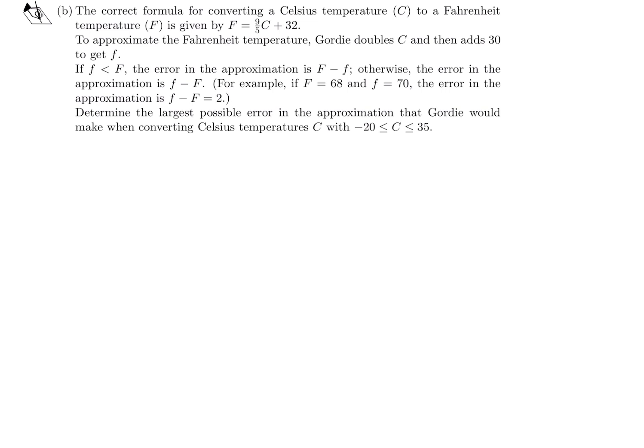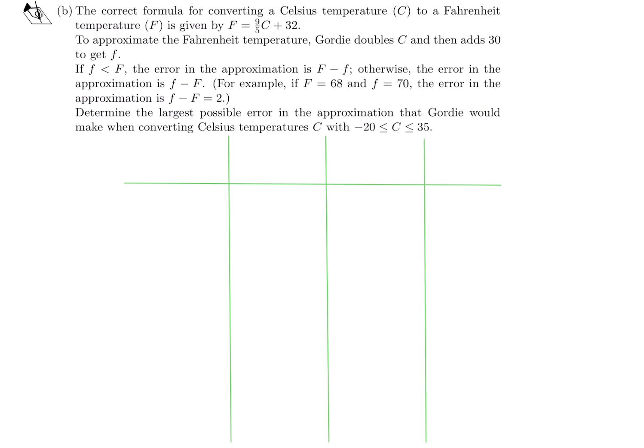Determine the largest possible error in approximation that Gordy would make when converting Celsius temperatures with C between -20 and +35. So we can make a quick table and see what kind of values we get. Now, hopefully we don't have to do all of these, right? Because that would be very time consuming. So hopefully we'll get some sort of a pattern and see what happens.